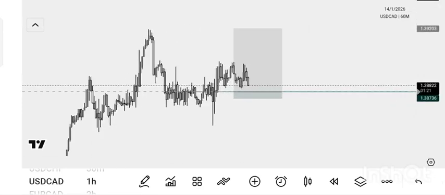Alright, so in our next video we're going to be talking about liquidity. We're diving into types of liquidity and the forms of liquidity.